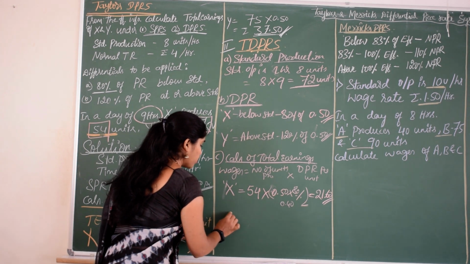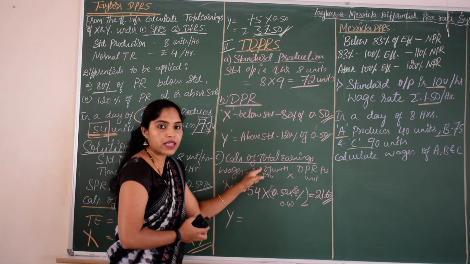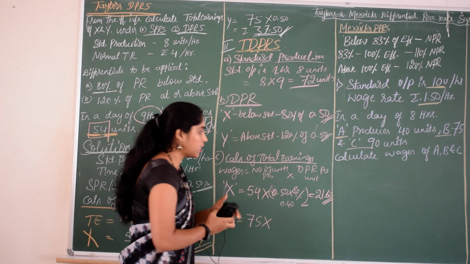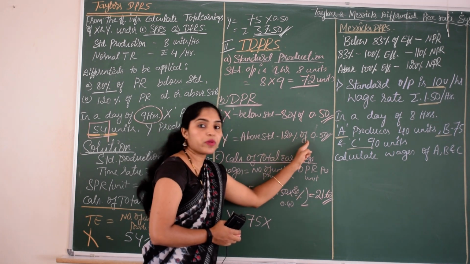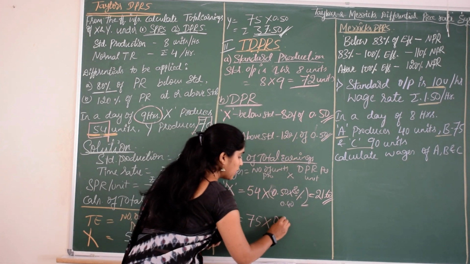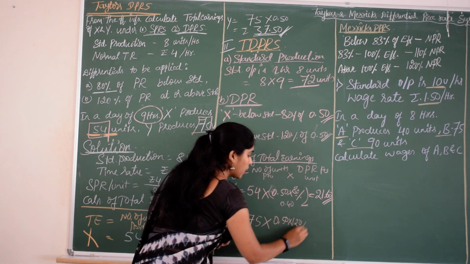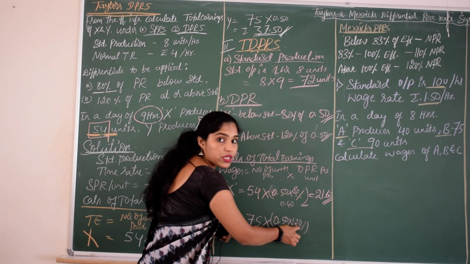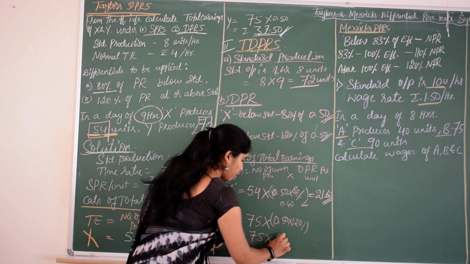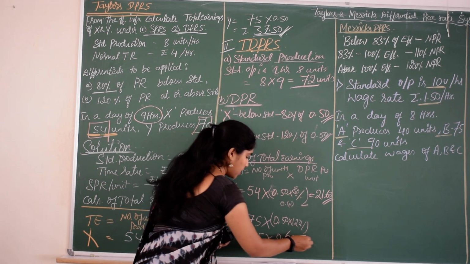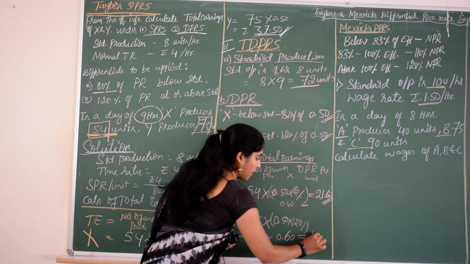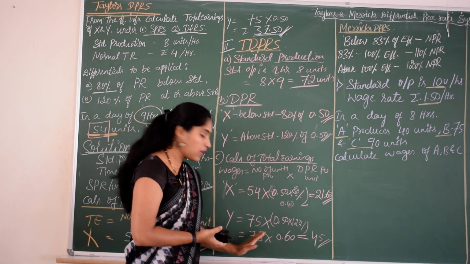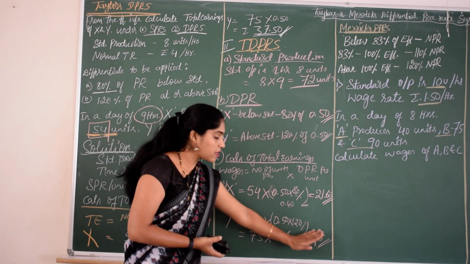Similarly, let us calculate for Mr. Y also. See, Y's actual production is 75 units, and his differential piece rate is 120% of 50 paise. So 50 paise into 120%. So 75 into 120% of 50 paise, here you are going to get 60 paise. So 75 into 60 paise, Y is going to get 45 rupees. So this is the remuneration of Mr. Y. Mr. Y is going to get 45 rupees.